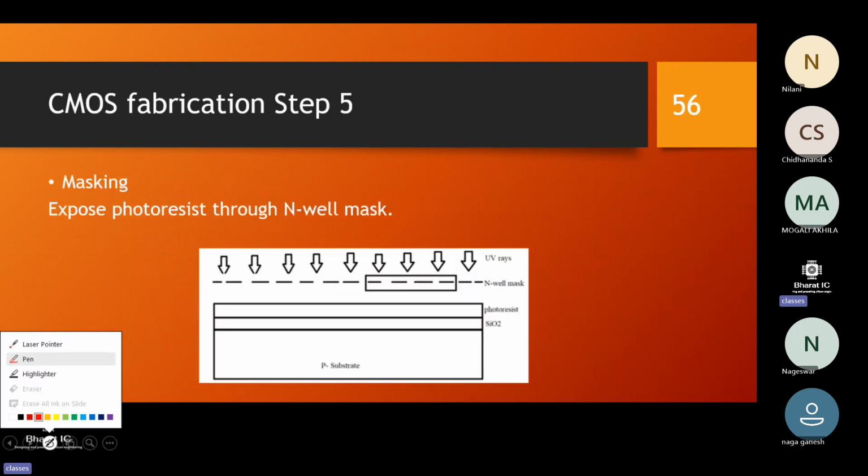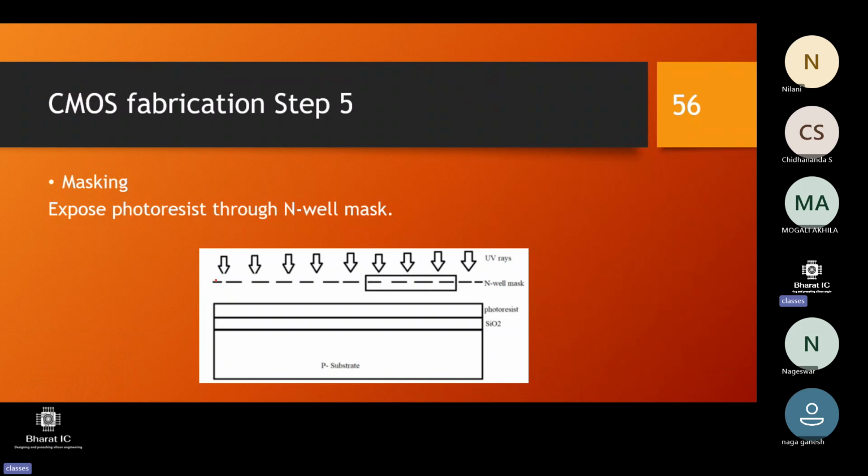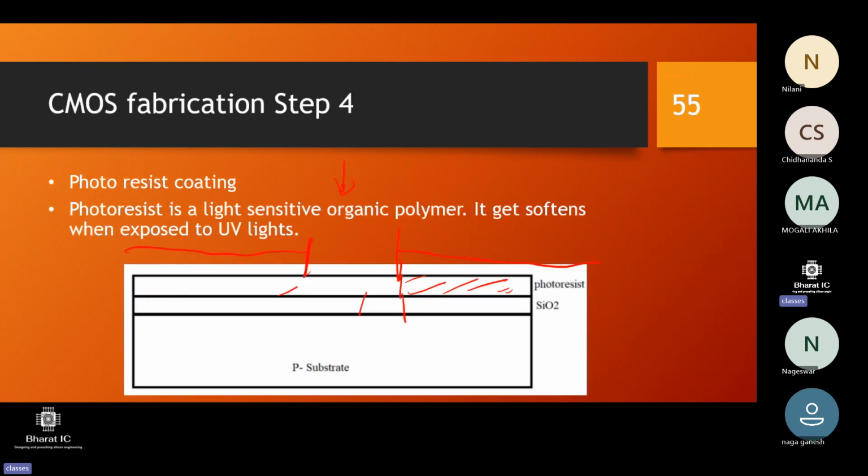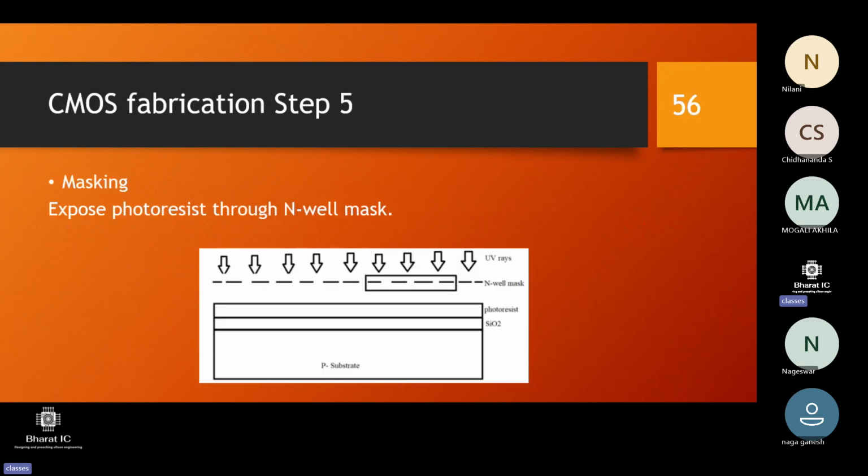Now again, what I discussed has been discussed here. Masking, expose, like step by step you have to take. Step 4 we discussed, the photoresist mask. Okay, the photoresist mask has been put on top of the SiO2 material. Then the mask comes, the mask that you have prepared, those designs, like expose photoresist through N-well mask. Suppose we have to create an N-well structure, so we will put an N-well mask. Okay, so the N-well mask is given here.